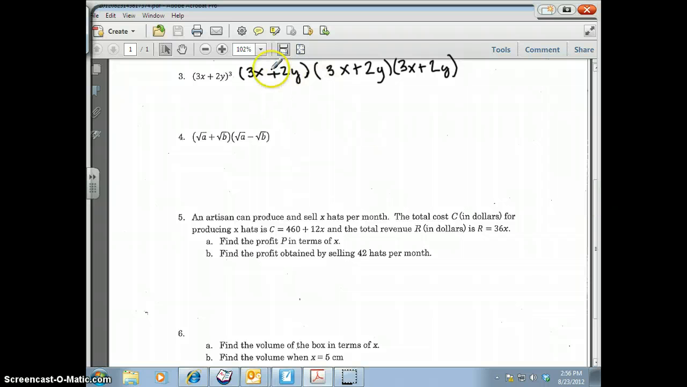So I'm going to start here. 3x times 3x is 9x squared. And then using the pattern that we looked at a second ago, 3x times 2y is 6xy. 3x times 2y is 6xy. So we end up with 12xy as the middle term. And then last times last is 4y squared.